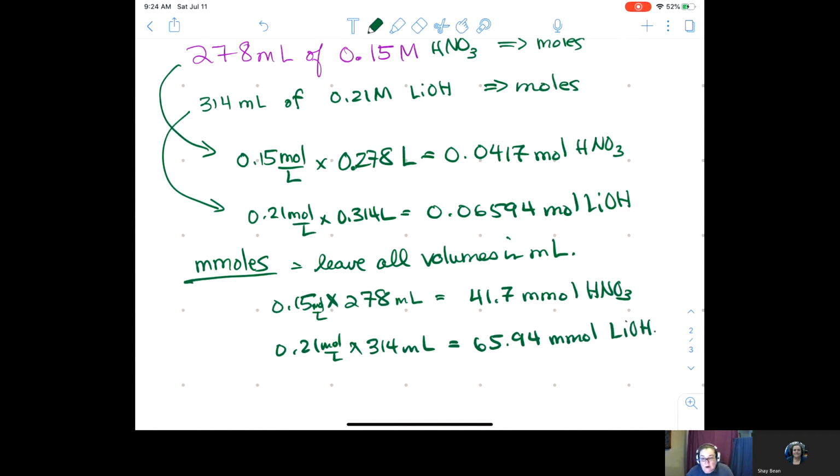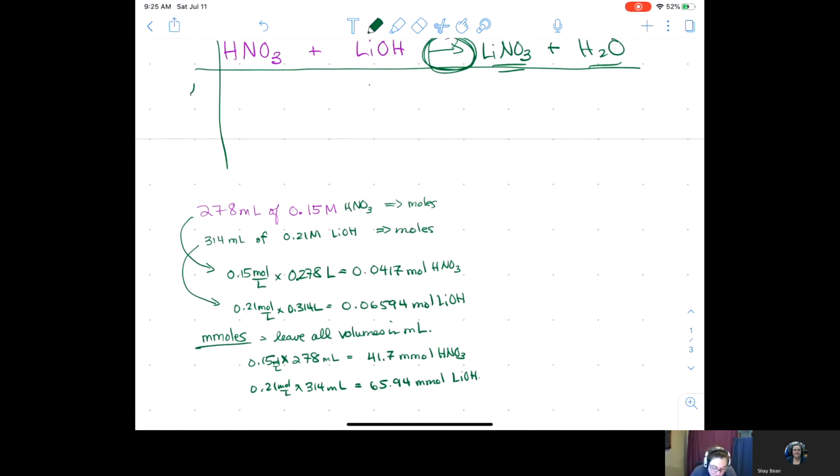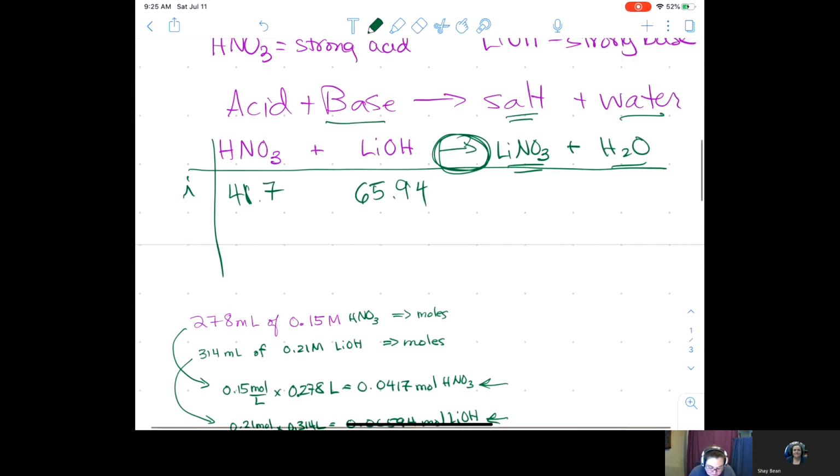Now when I convert back to molarity, I'd leave my volume in milliliters. So I can do everything in millimoles rather than moles. I just don't do any conversions to liters, leave everything in milliliters, and I'm going to do it that way. So these are my values to put in my ICE table for my initial amounts. The initial amount of nitric acid is 41.7. You can type in the 0.0417 if you want. The initial amount for my lithium hydroxide is 65.94. Again, you can type in the 0.06594 if you want to, but I'm going to leave them in millimoles.